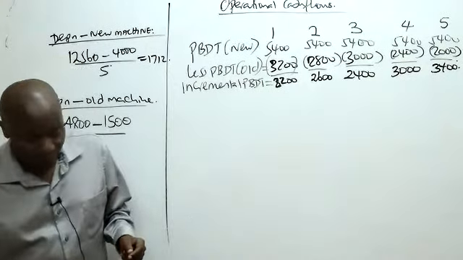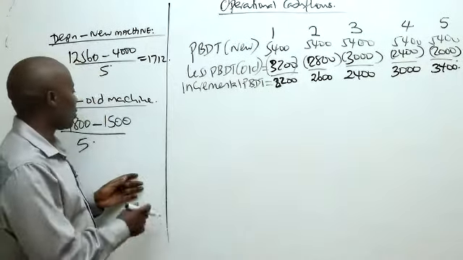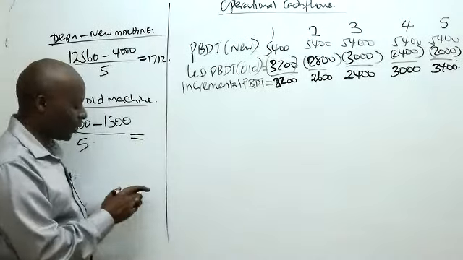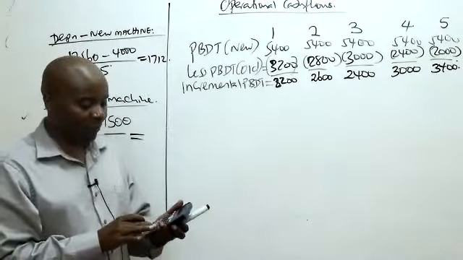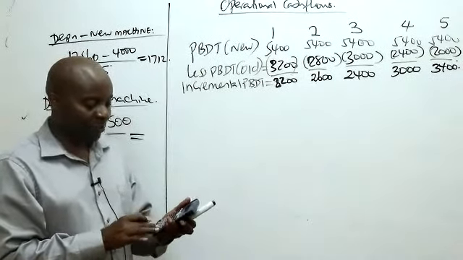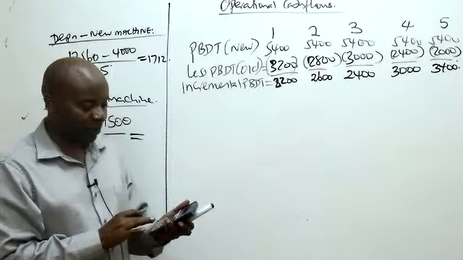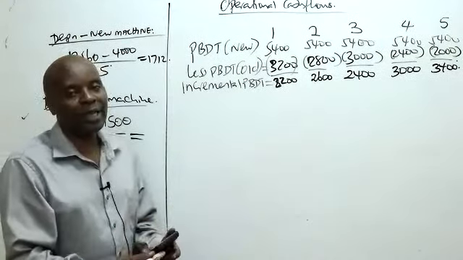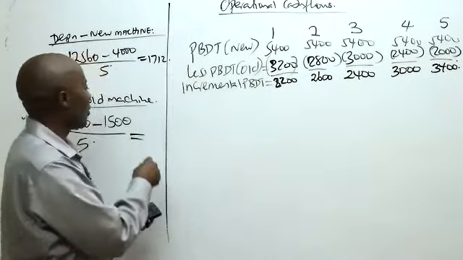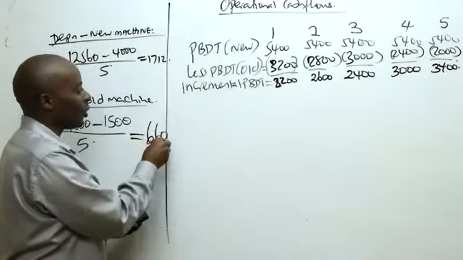So you divide by what year? By 5 years. So let's see whether those students got it right. 4,800 minus 1,500 equals, divided by 5. We are supposed to get 660. Thank you very much for trying, although you are wrong there.